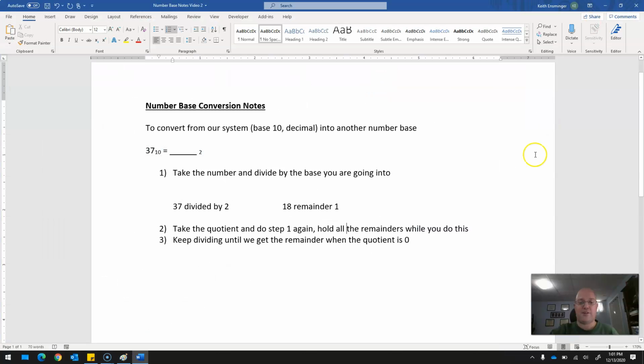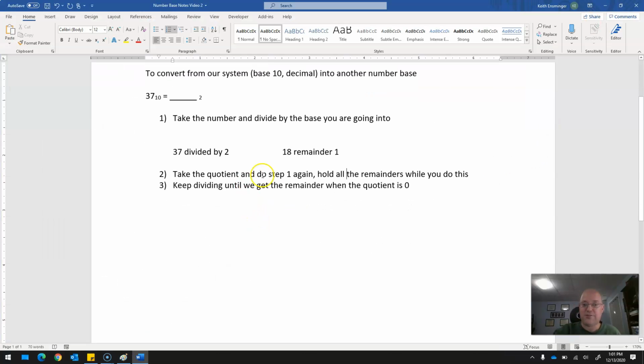Let me go back and finish the notes here. So we have 37 divided by 2, I'm just going to abbreviate this, 18 remainder of 1. Then 18 divided by 2, I get 9 remainder of 0. 9 divided by 2 is 4 remainder of 1. 4 divided by 2 is 2 remainder of 0. 2 divided by 2 is 1 remainder of 0.